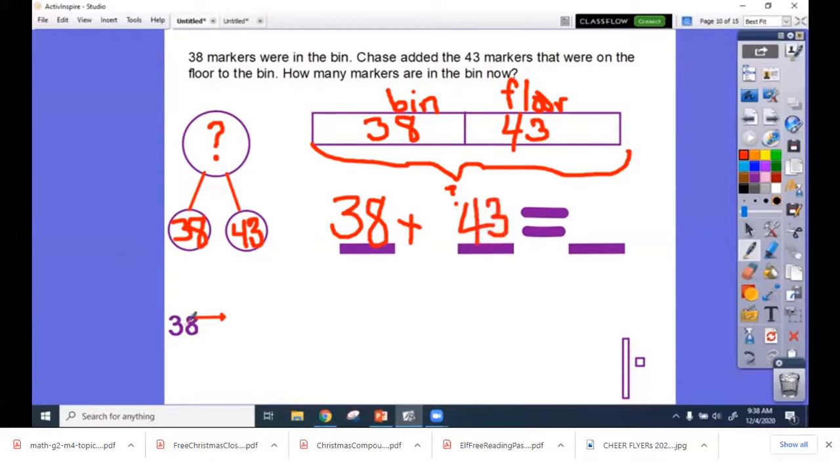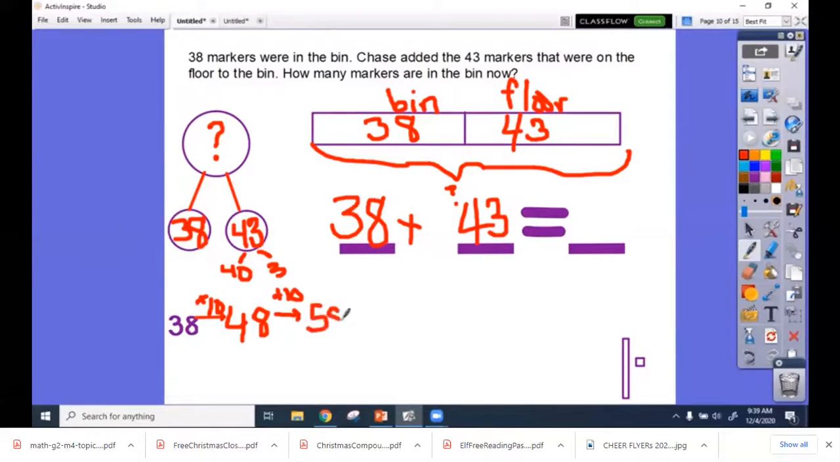Or maybe I wanted to do 38 and I'm going to add 43. So 38, let's add 43, is 40 and 3, right? So we got to add 4 10s and 3 1s. So plus 10 would be 48. And then plus 10 would be 58.